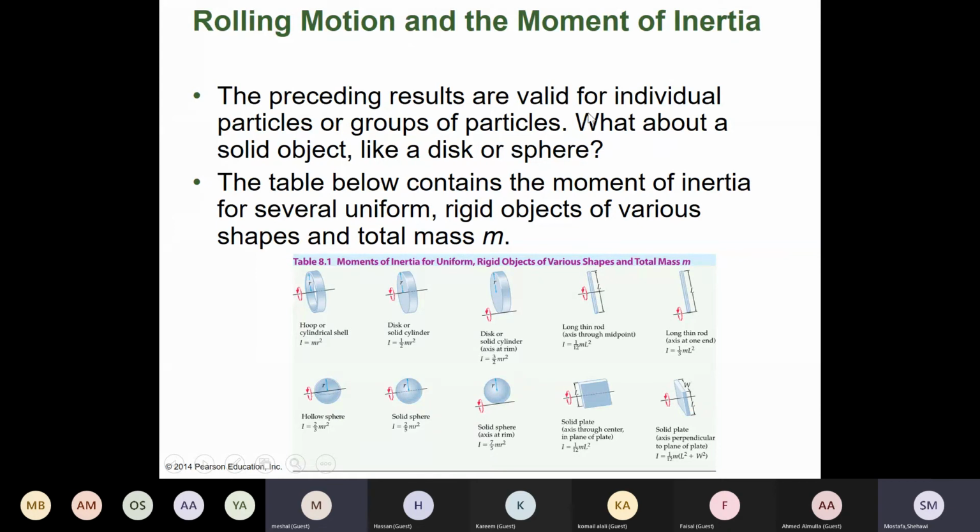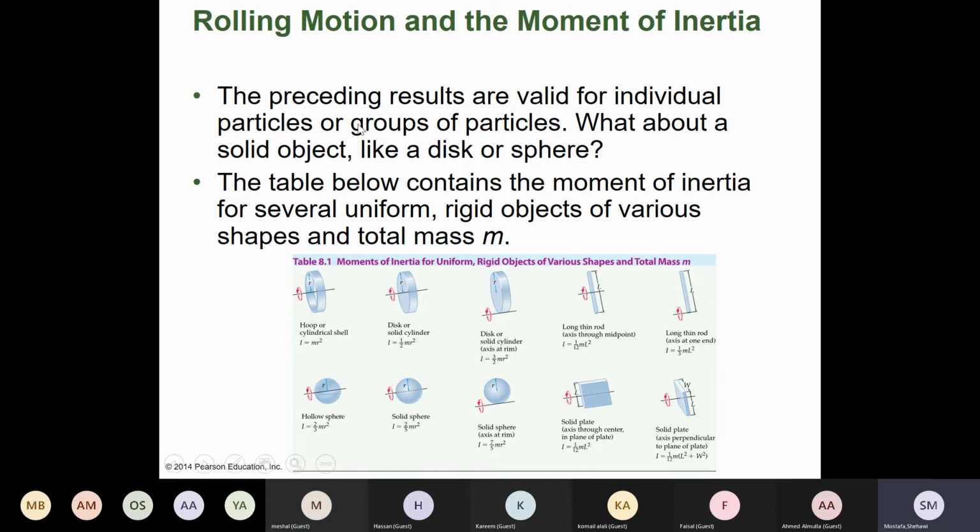The preceding results are valid for individual particles or groups of particles. What about a solid object, like a disk or sphere? The table below contains the moment of inertia for several uniform rigid objects of various shapes and total mass. So here we are describing different rotational inertia for different objects.